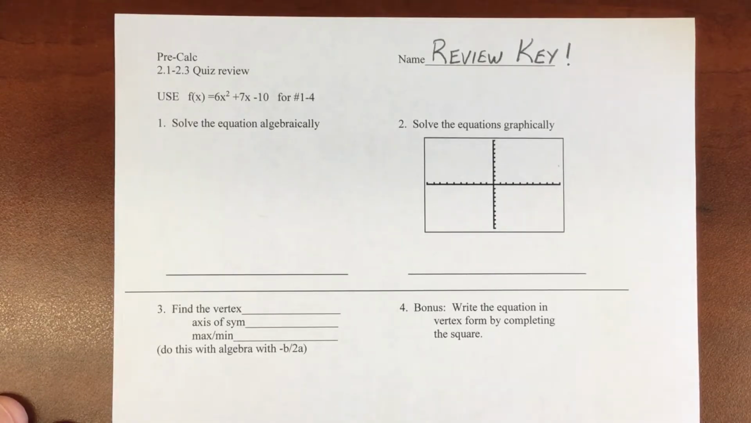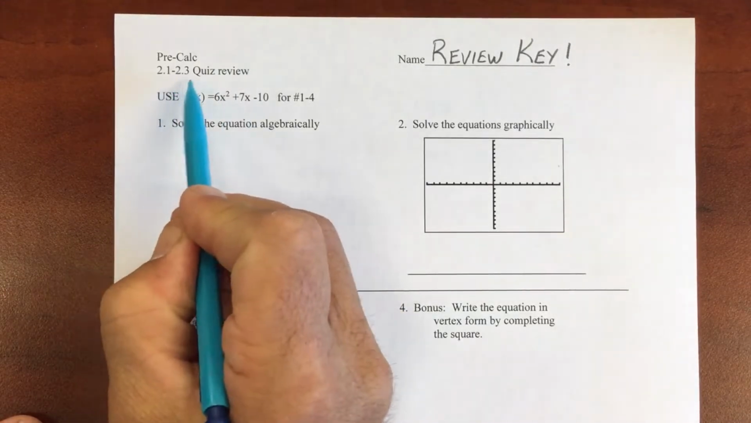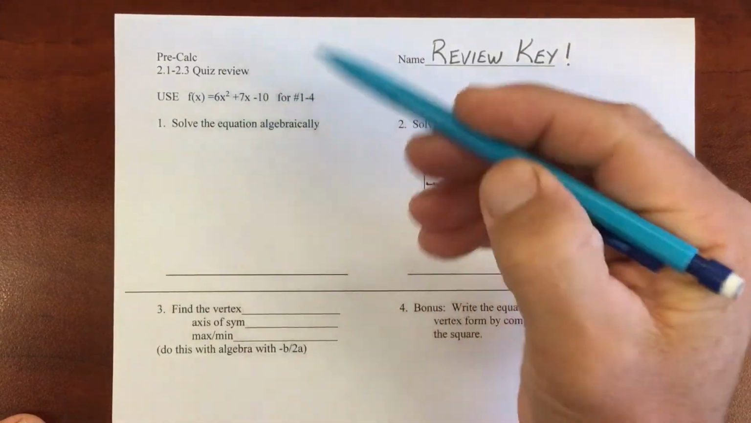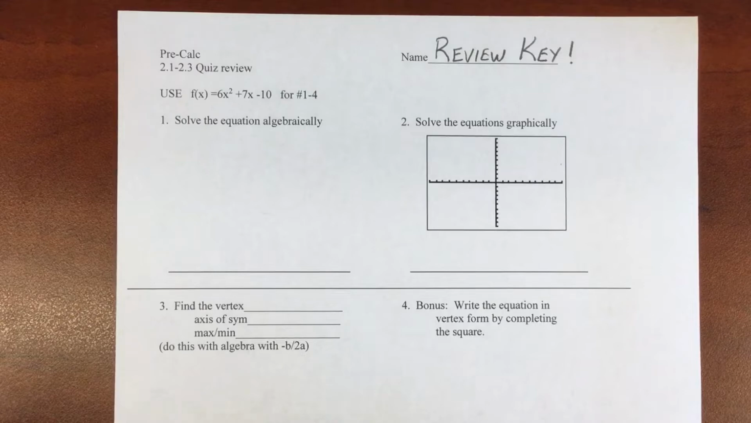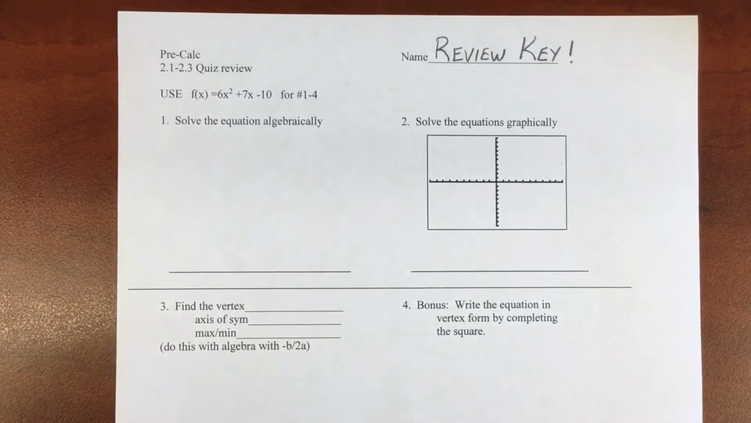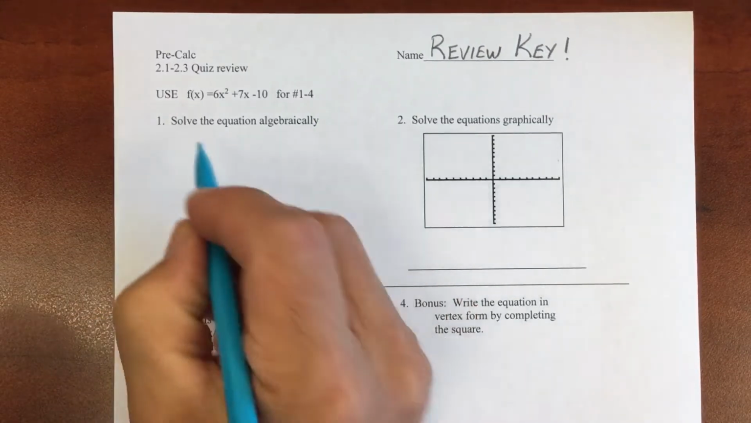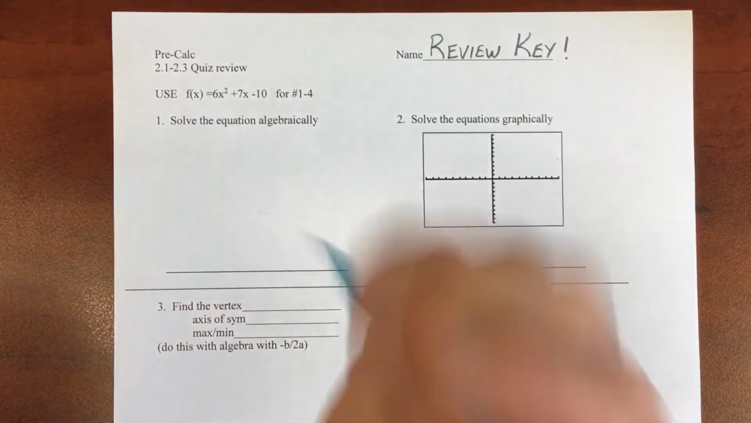This is the review key for the chapter 2.1 through 2.3 quiz review. I'm going to do all of these problems as quickly as I can to keep this video as short as possible. Pause it where you need. All right, this one says solve the equation algebraically.